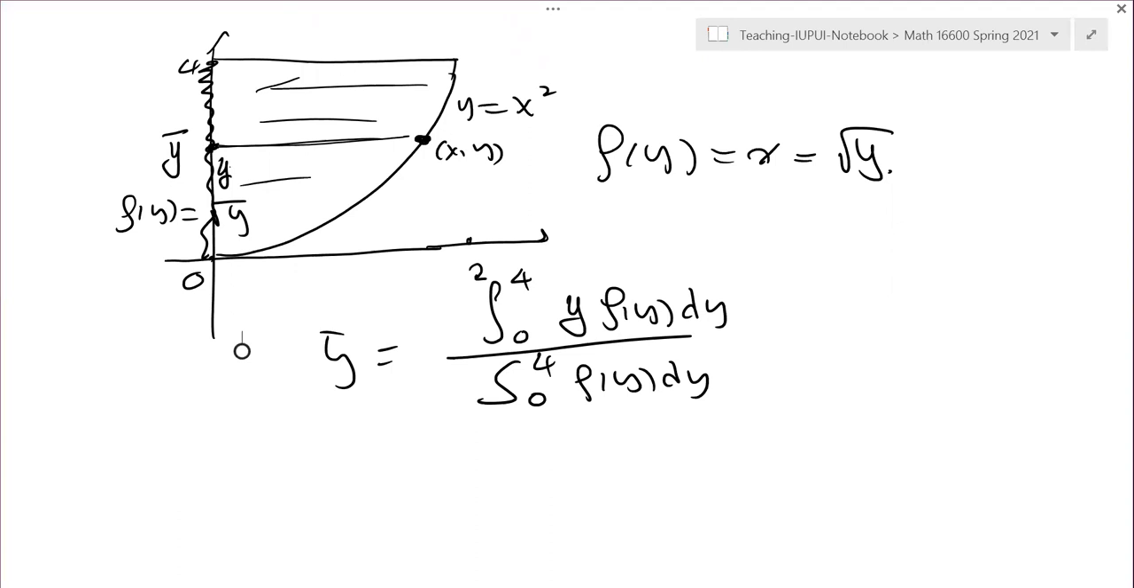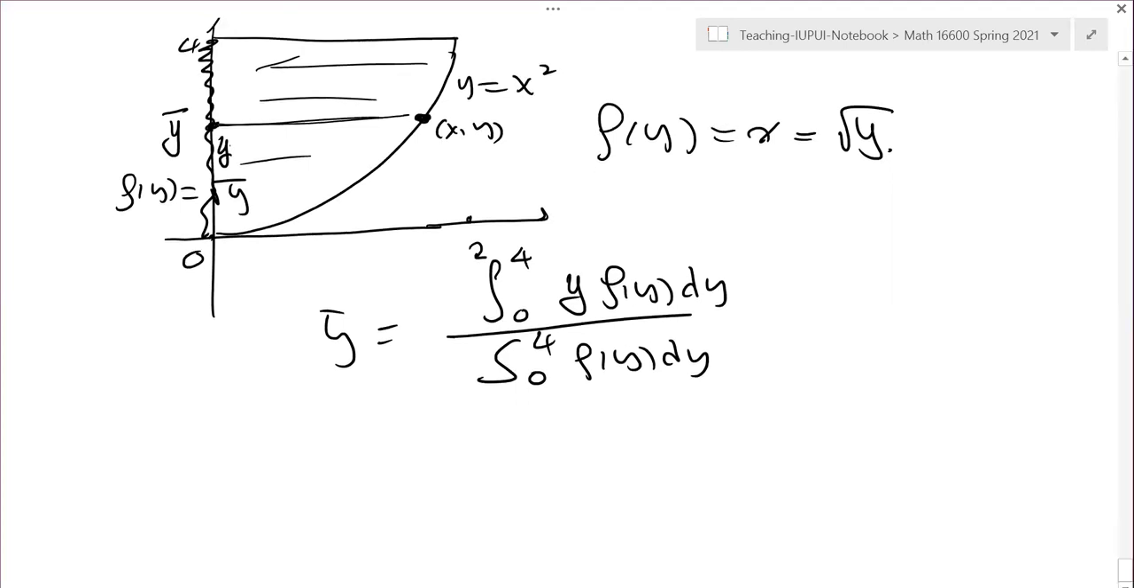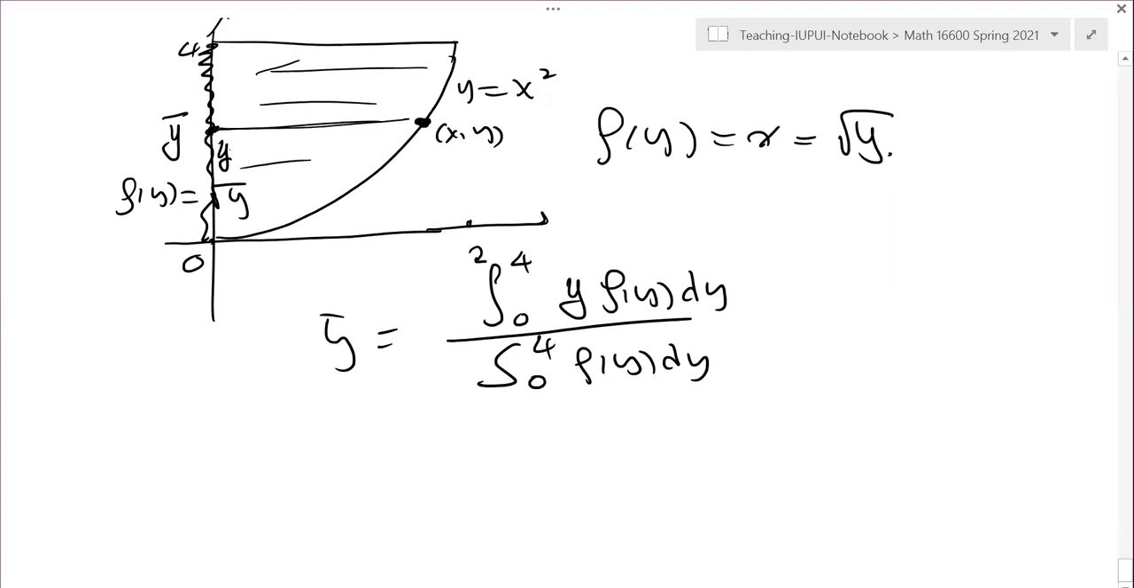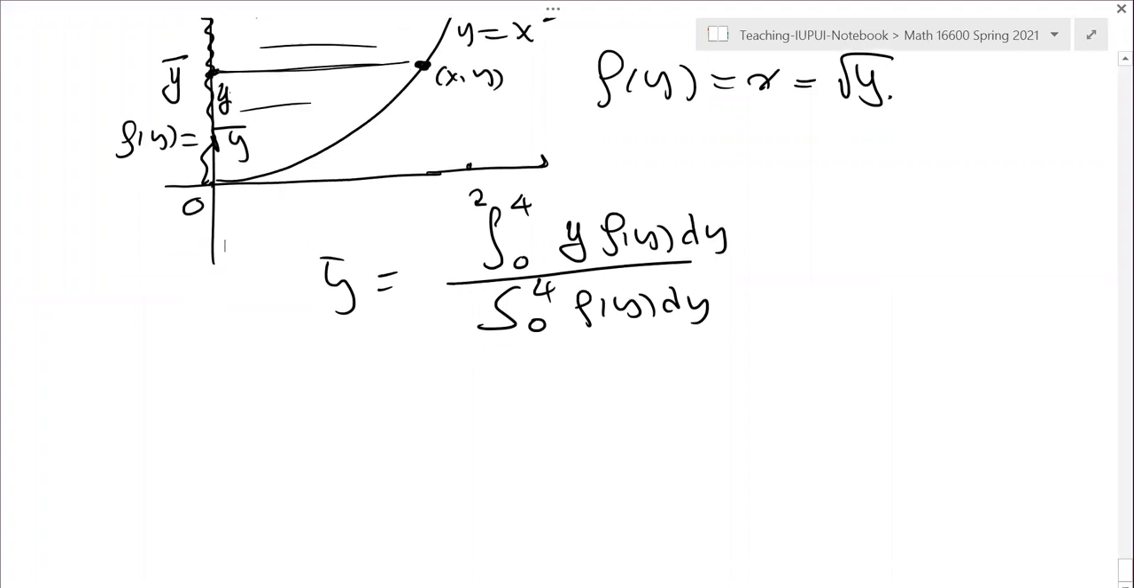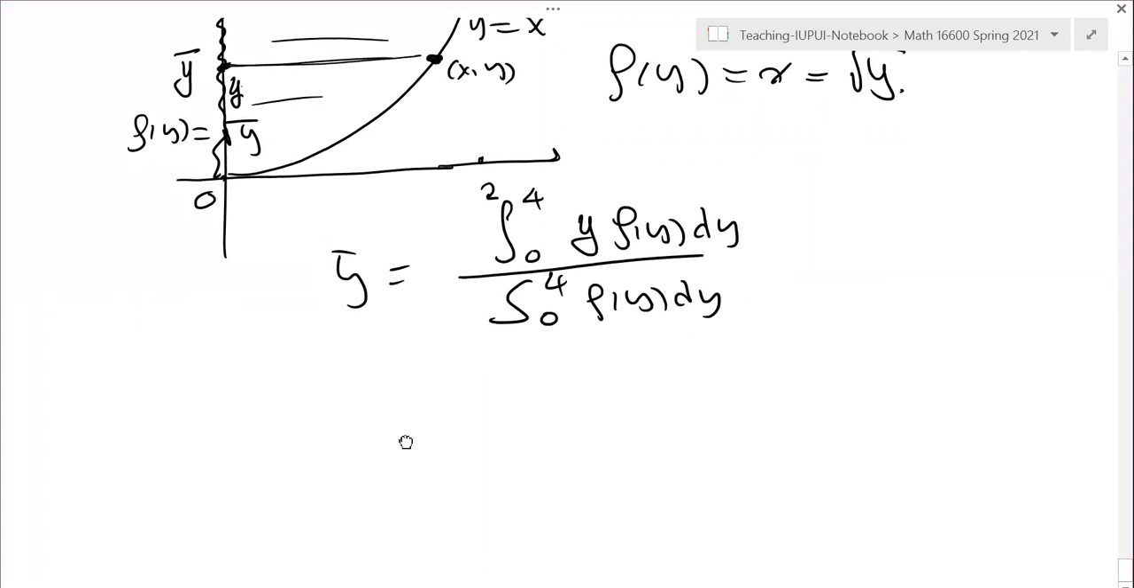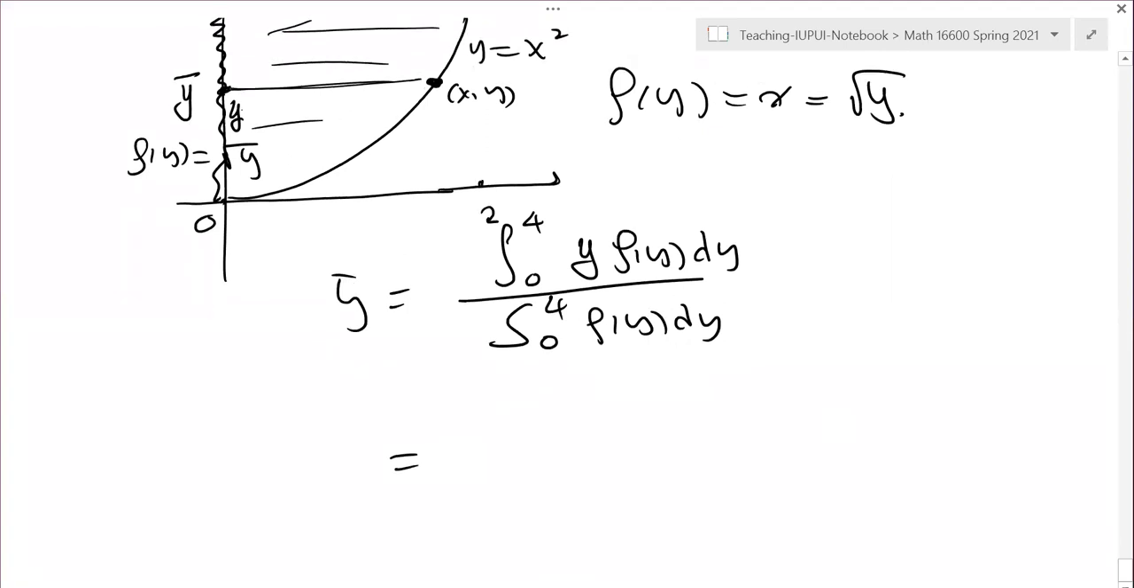So if you understand that, then it's easy to calculate. If we are given the density function along the y-axis, then you know where the center is. The bottom part is the total mass, and the top part is just the integral. Actually, the bottom part, the mass, does not change, doesn't matter which direction you collapse the whole region. So we already have it.